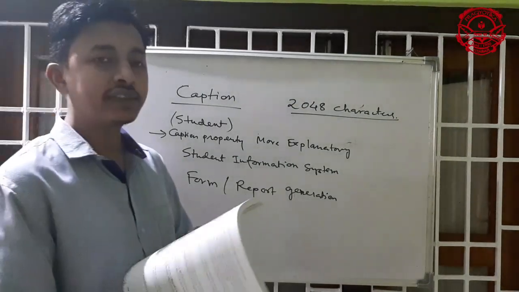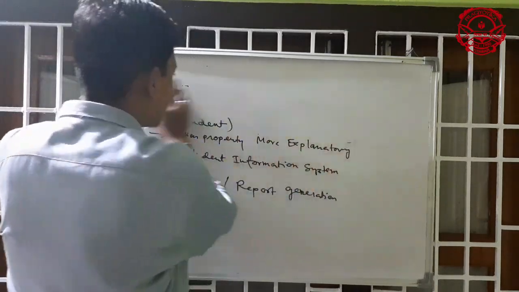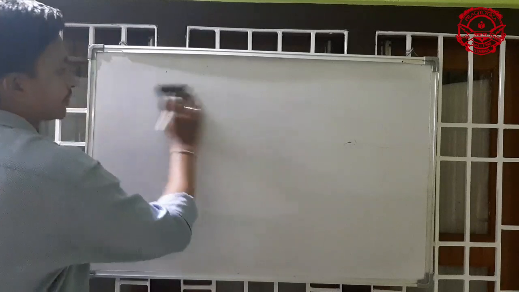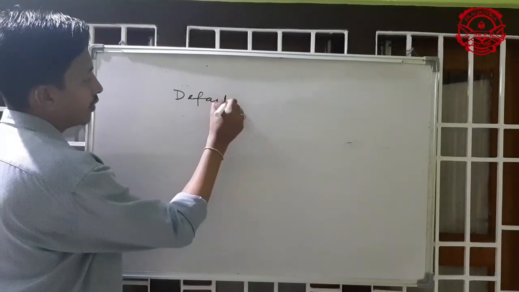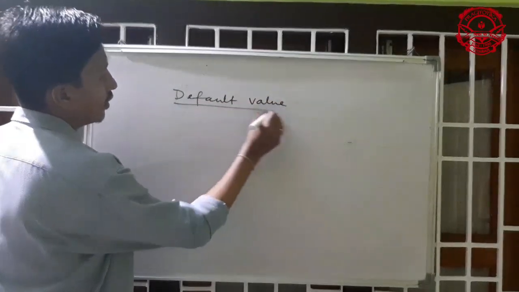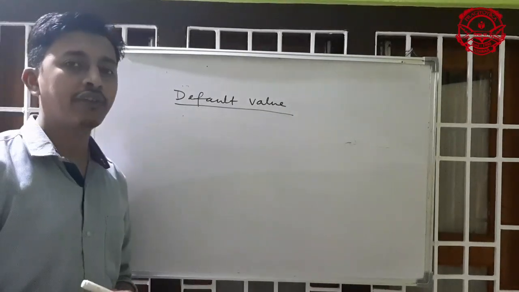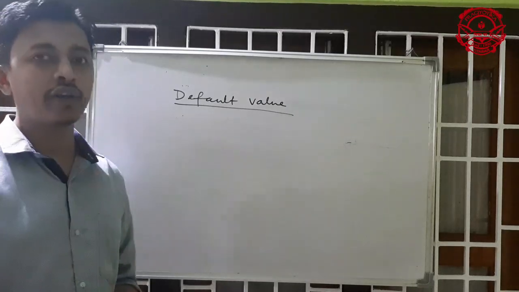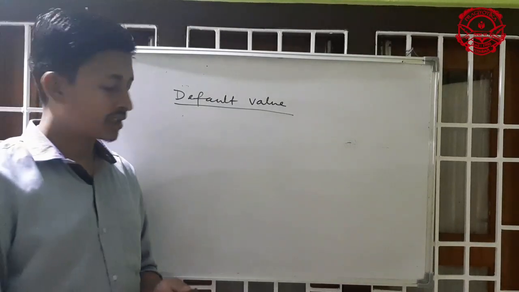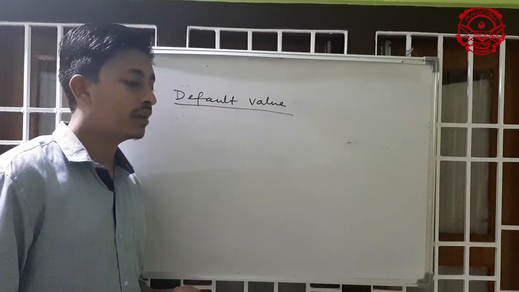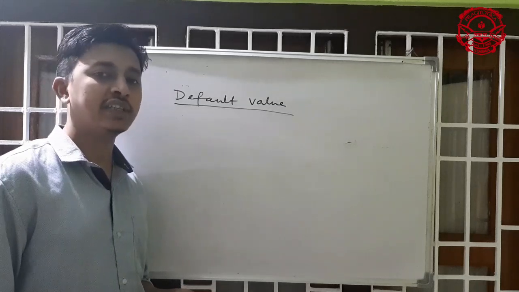Now, the next thing is the default value. Default value means what? The system value, an already predefined value. Okay, the system has already given the value. Sometimes some values are given to the users. It is already predefined. You cannot change it because it is a default value.